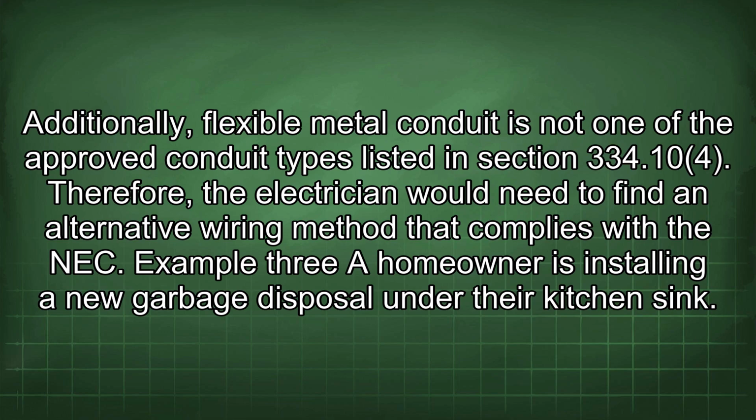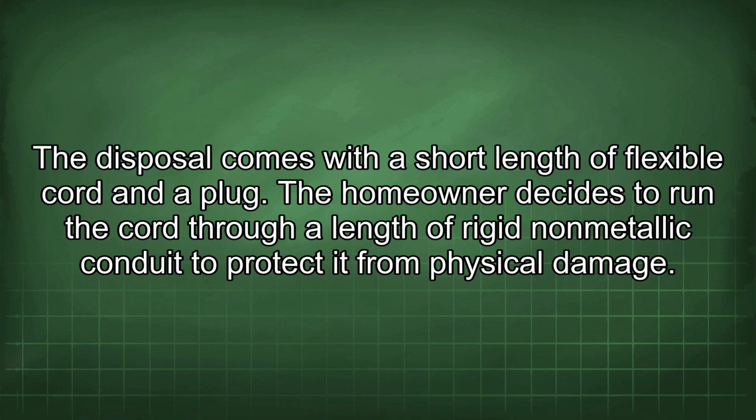Additionally, flexible metal conduit is not one of the approved conduit types listed in Section 334.10. Therefore, the electrician would need to find an alternative wiring method that complies with the NEC. Example 3. A homeowner is installing a new garbage disposal under their kitchen sink. The disposal comes with a short length of flexible cord and a plug. The homeowner decides to run the cord through a length of rigid non-metallic conduit to protect it from physical damage.